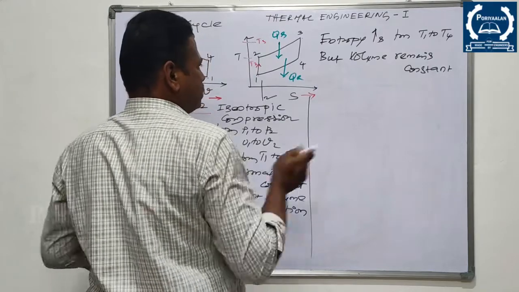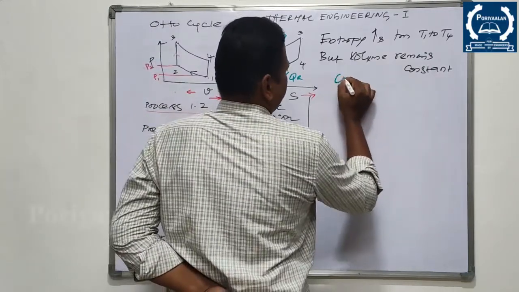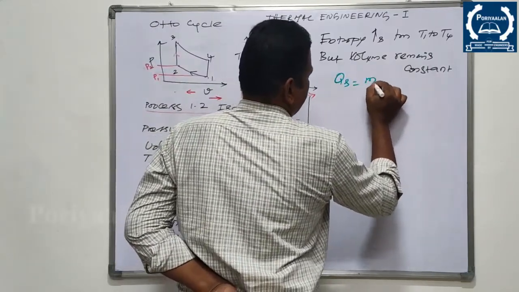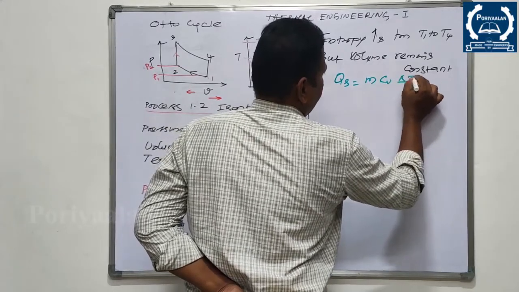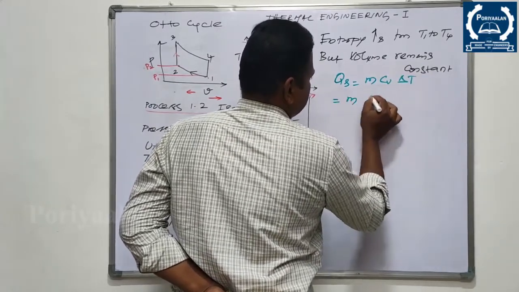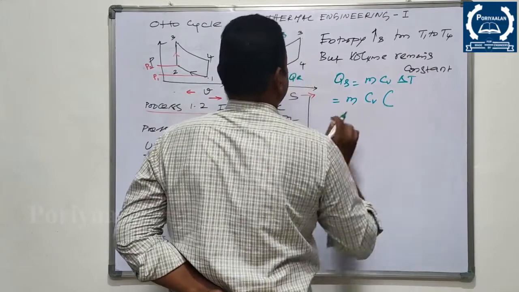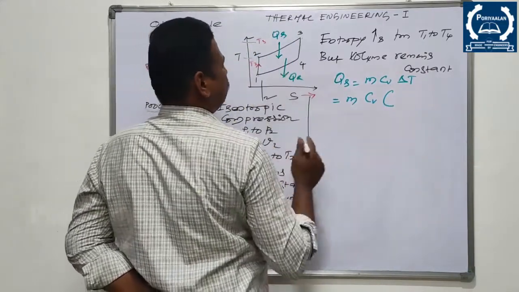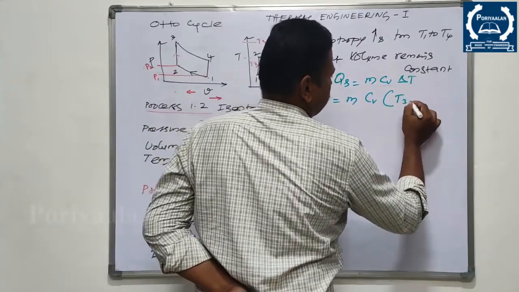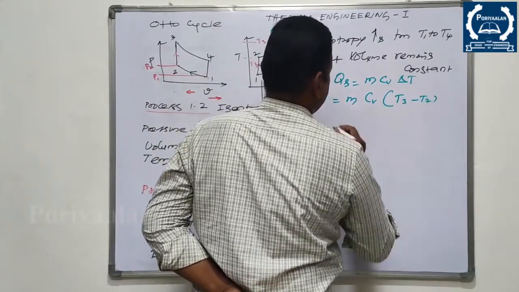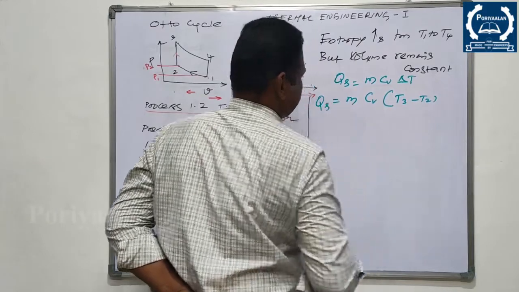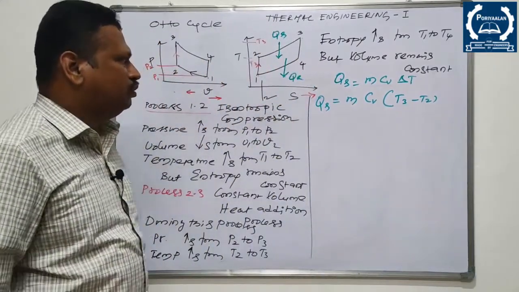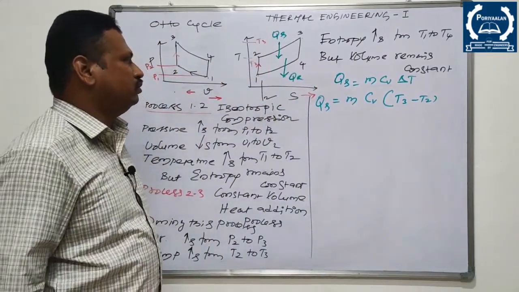Generally the formula is mCv delta T. Qs equal to mCv delta T. So mass, specific heat at constant volume, delta T stands for, during the process 2 to 3, mCv into T3 minus T2. The heat supplied during this process is mCv into T3 minus T2.